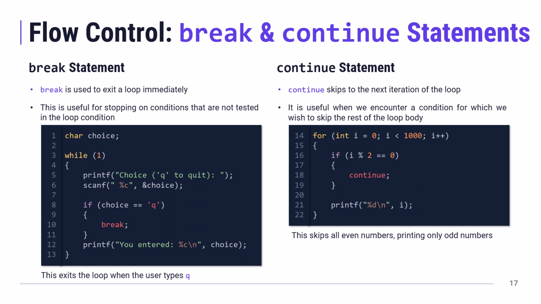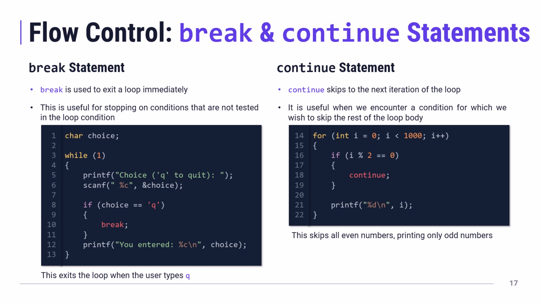Continue. So continue skips to the next iteration of the loop. It's useful when you've got some kind of condition where you don't want to execute all of the statements in the remainder of the loop body. You just want to go to the next iteration immediately. So in that case, you're going to do continue.